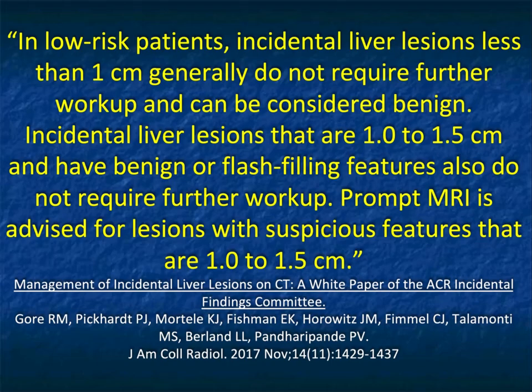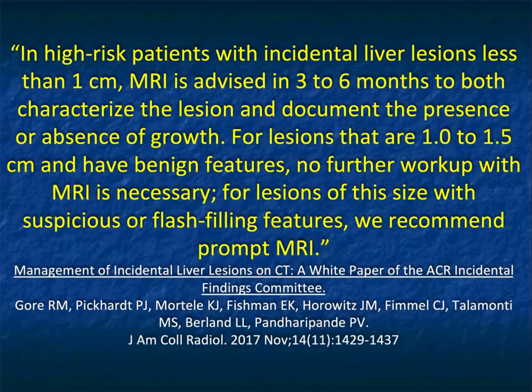And they had several easy-to-use guidelines. Again, it's not perfect, very much like the pancreas guidelines, but it's a little bit easier. In low-risk patients, incidental liver lesions less than a centimeter do not require further workup and are considered benign. Incidental liver lesions 1 to 1.5 cm with benign features like hemangioma do not require further workup. If a lesion looks suspicious, 1 to 1.5, get an MR. Obviously, if a patient has cirrhosis and you see a suspicious lesion, get an MR.